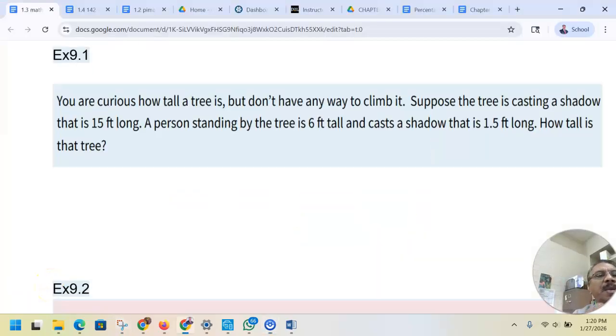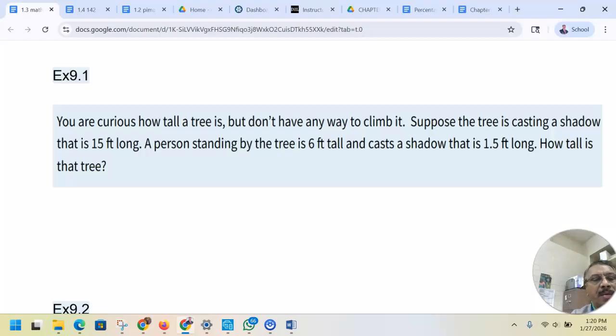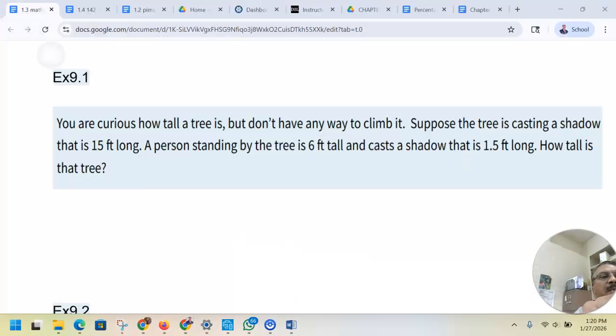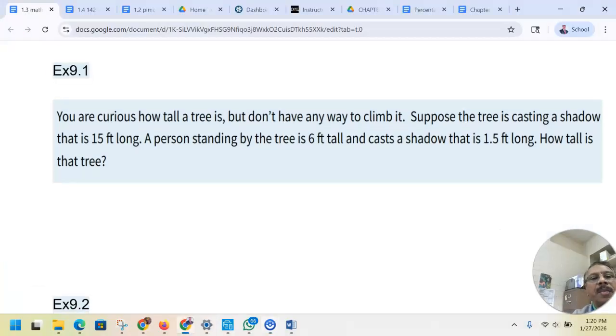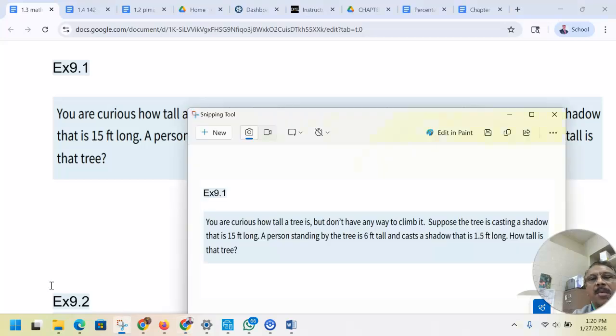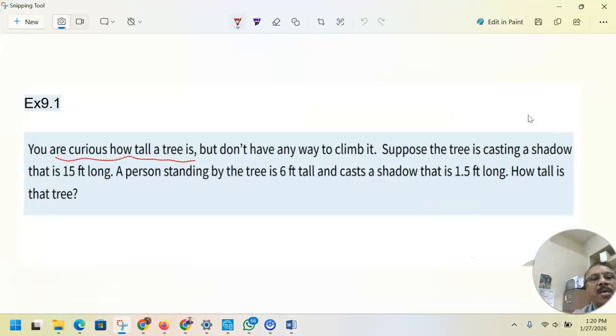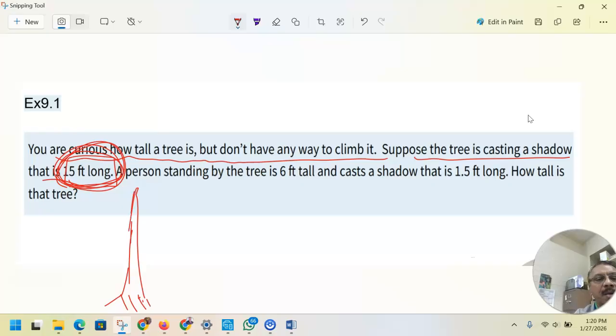Next, this is example number 9. You want to know how tall the tree is. We are standing next to the tree, and you are curious how tall it is but don't have any way to climb. Suppose the tree is casting a shadow that is 15 feet long. This is very important information, 15 feet long. Let's see, I can draw this, this is a tree, and we don't know how big this tree is. And then it casts a shadow of 15 feet.